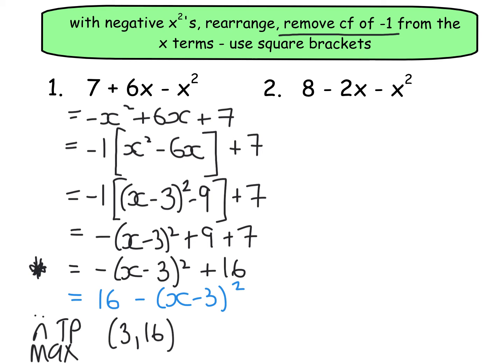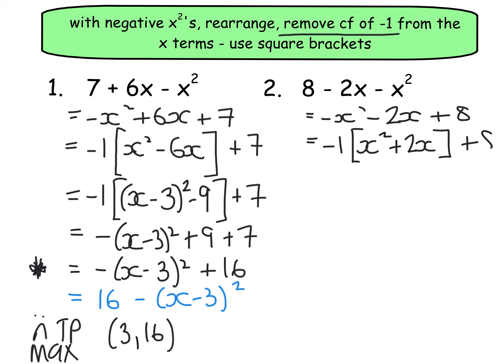So we're doing the same again. We're going to rearrange it into negative x squared, negative 2x, positive 8. We're going to remove that common factor of -1 from the first two terms. So that makes that positive x squared and positive 2x. And keep that plus 8 running down the outside till the end.